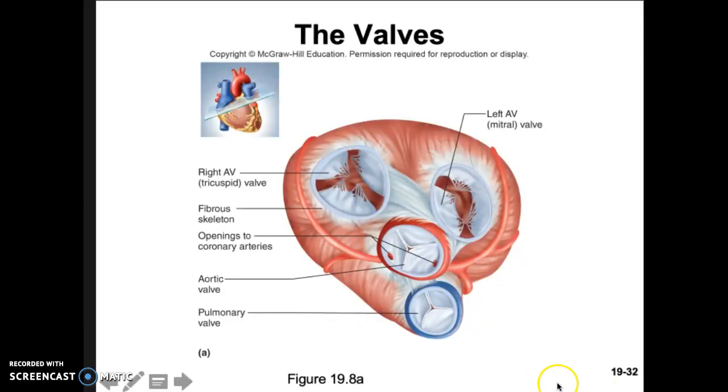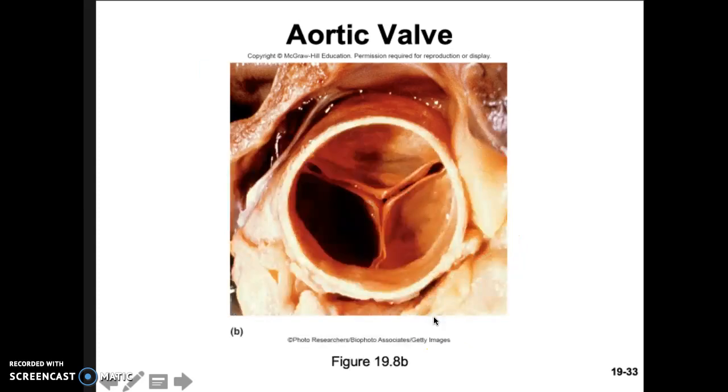Here's a superior view of the valves. So this is the heart with the atria removed. You're looking down into the ventricles, and you can see the right atrioventricular valve, or the tricuspid valve, the left atrioventricular valve, or the bicuspid valve, also the mitral valve. Then you have the aortic semilunar valve and the pulmonary semilunar valve. Here's another view of the aortic semilunar valve, and you can see the cusps of that valve.